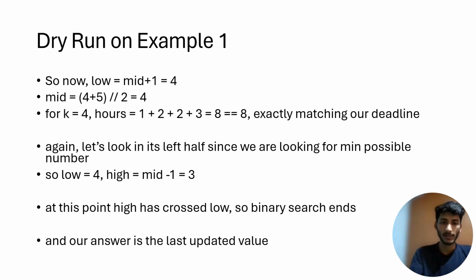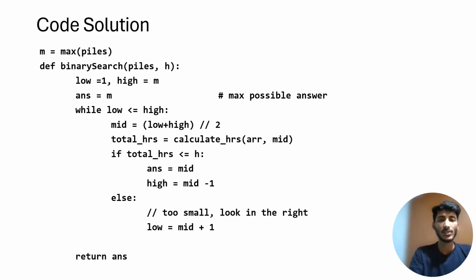Okay, now let's try to code this up. Again, we are not changing calculateHours, because it still has to go through all the values to calculate the total number of hours at that speed. So we are not going to change that. What we have actually changed is the linear traversal from 1 to maximum.